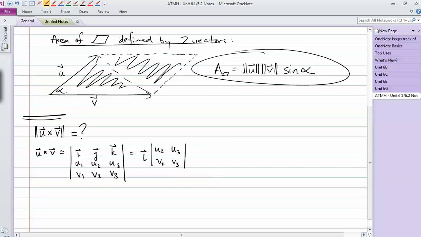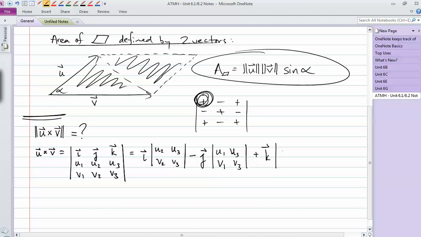Then I'm going to go to my second element in the first row, and that one's going to be a minus. Remember when you're doing determinants, this one's always positive, whatever the value is, and then you alternate the signs going around. It doesn't matter how big your determinant is, that first one's always plus. Okay, so it's minus j, and then the 2 by 2 that's left over, if I get rid of the column and row that j is in, is u1, u3, v1, v3, and then plus k, and that'll be u1, u2, v1, v2 for the mini determinant.